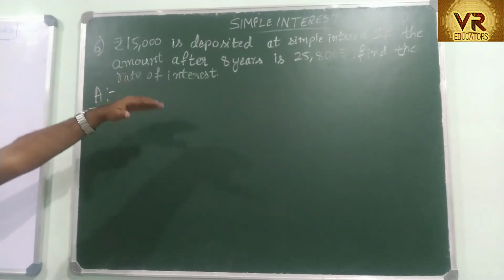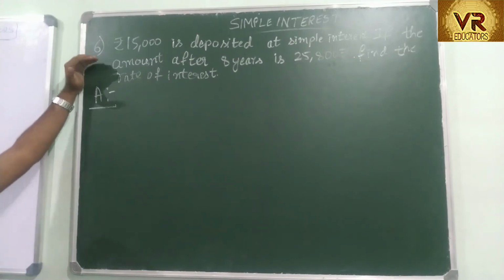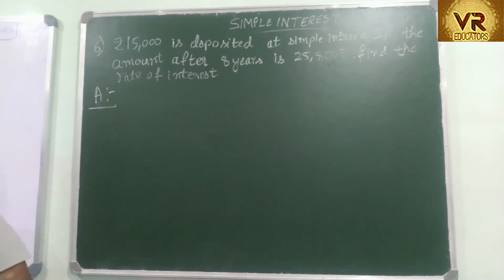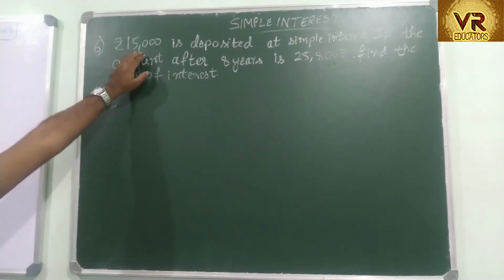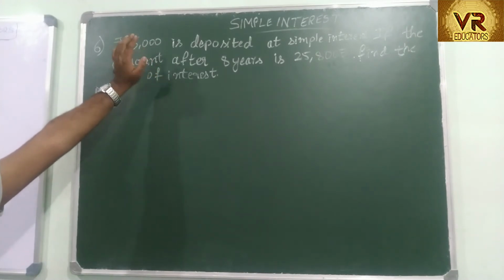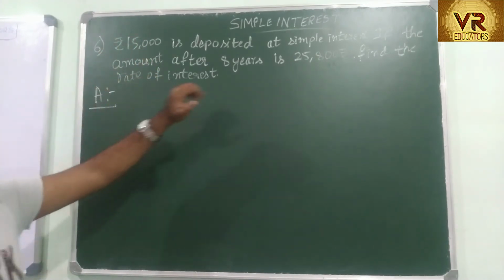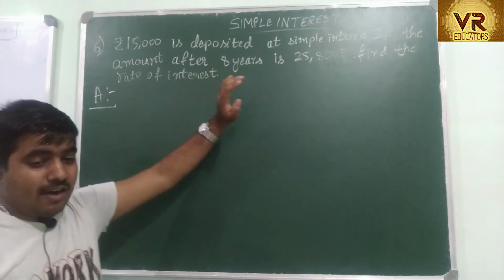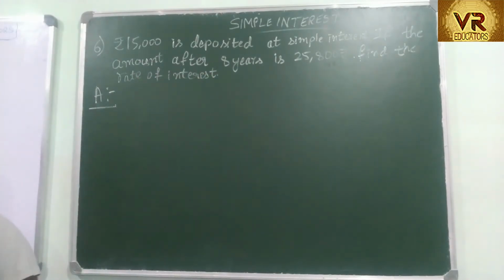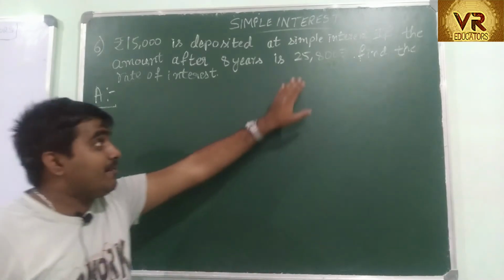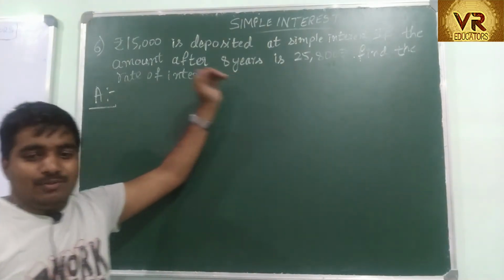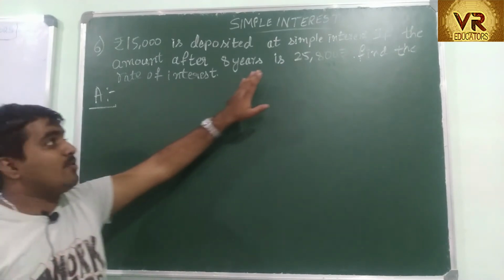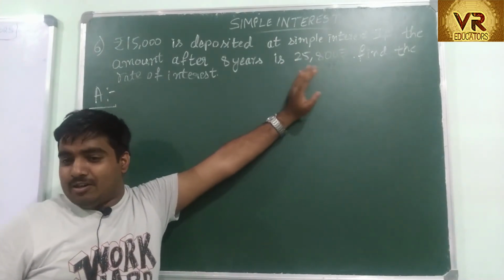15,000 rupees is deposited at simple interest. Okay. So it's 15,000 rupees. For example, you deposited 15,000 rupees in a bank or somewhere else at simple interest. So this is not simple interest, this is principal. 15,000 rupees is the principal amount. If you want to take back the amount after 8 years, the total amount you will get is 25,800 rupees. Okay, you gave 15,000 rupees, after 8 years you are getting 25,800 rupees.